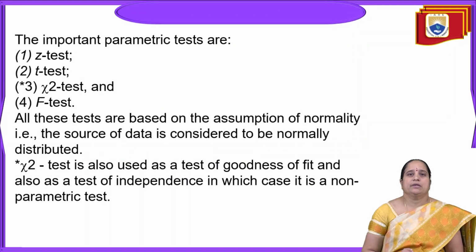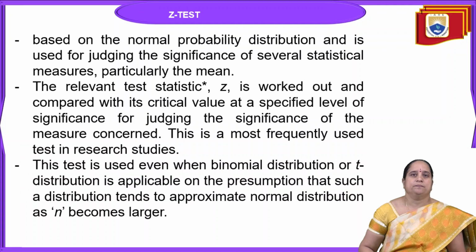The important parametric tests are Z-test, T-test, chi-square test, and F-test. These tests are based on the assumption of normality, that is, the source of data is considered to be normally distributed. The chi-square test is also used as a test of goodness of fit and a test of independence, in which case it is a non-parametric test. So the chi-square test is considered both a parametric and a non-parametric test.